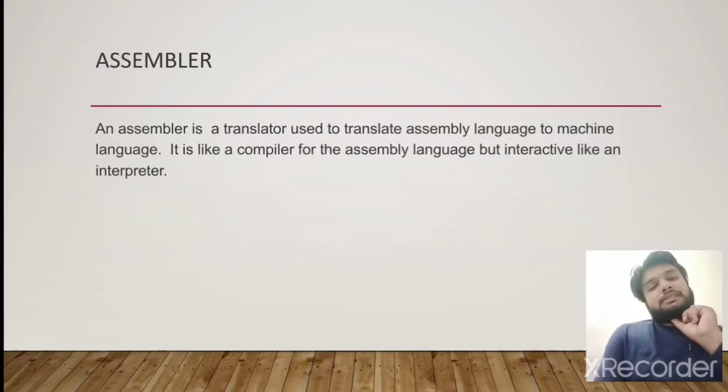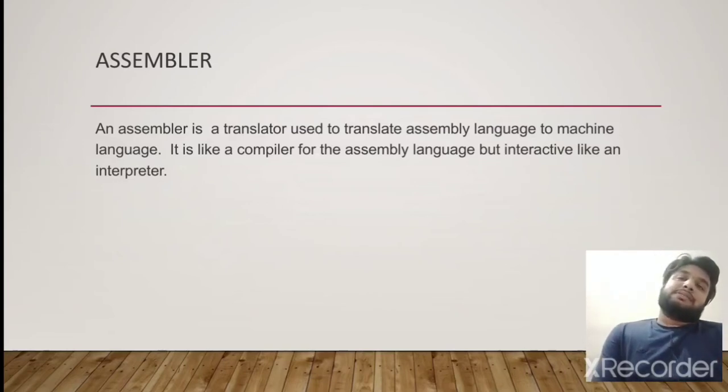So we discuss the assembler. An assembler is a translator used to translate assembly language to machine language. It is like a compiler for assembly language, but interactive like an interpreter. Assembly language is difficult to understand, as it is a low-level programming language. The assembler translates it into a low-level program, which is the machine code. The machine code can be easily understood by the CPU.